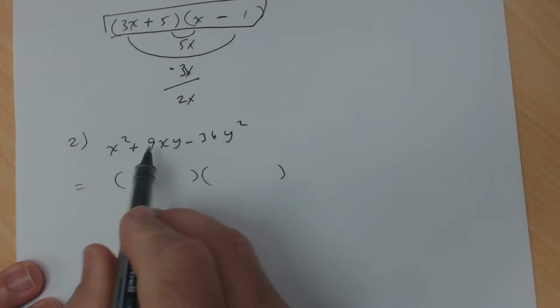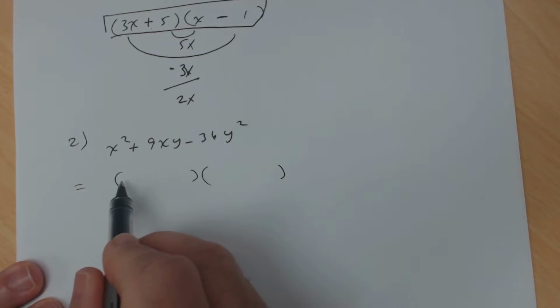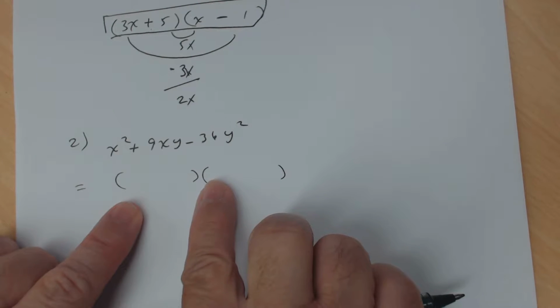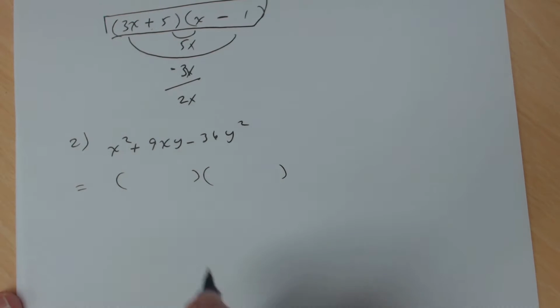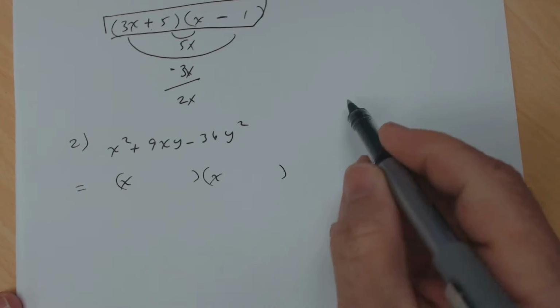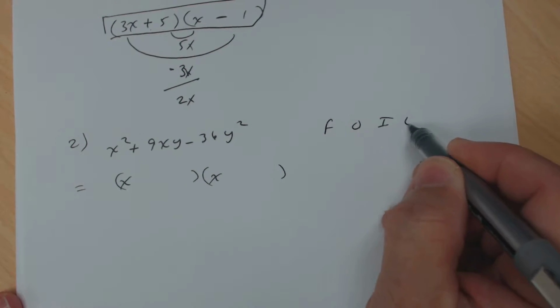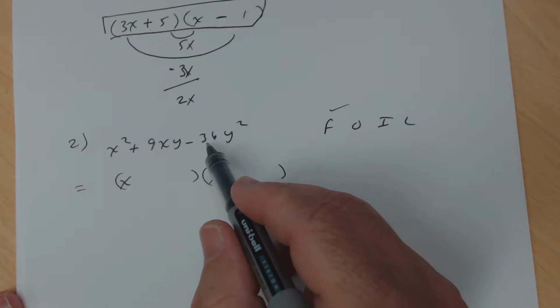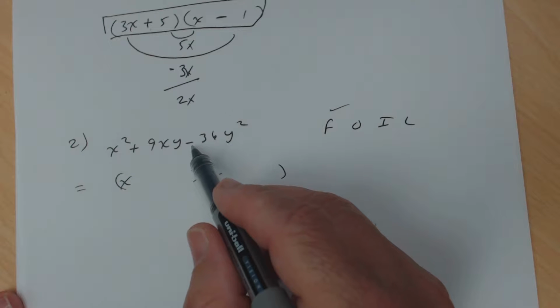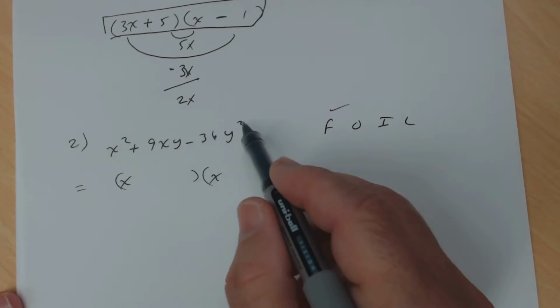But remember, you do have two variables. This is an xy, so the first term is going to have an x, and the last term is going to have a y to get that y squared. All right, so I know that the first has to be x times x. Again, I'm using FOIL. So the F is going to be okay right now. The outer, again, I'm just going to go ahead and look at the absolute value of this.